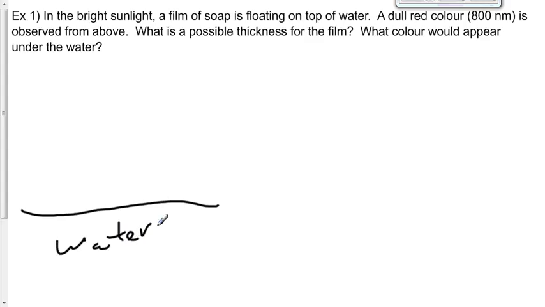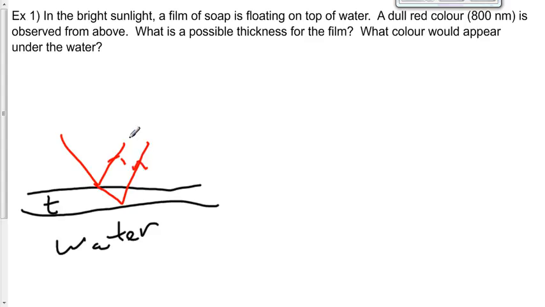We have some film on top. We don't know how thick it is, so I'll label it T. And when I have light come in, that's a red color. So I'll take red, and I view it from above. So that's this case here. We have a reflection here and a reflection here. I'm going to see a bright spot. So I know I have to have this as a bright spot here for reflection, and I want to know what is the possible thickness for this film?